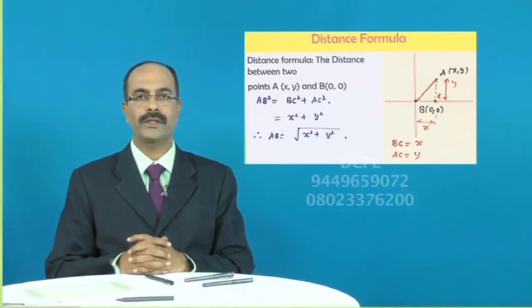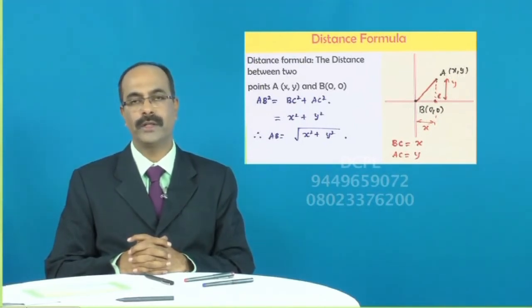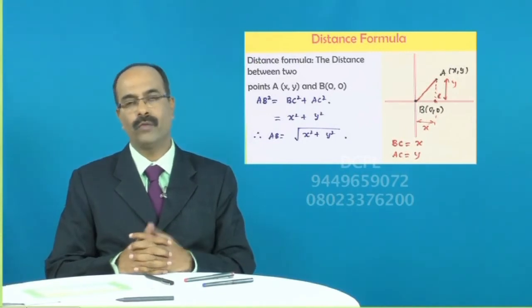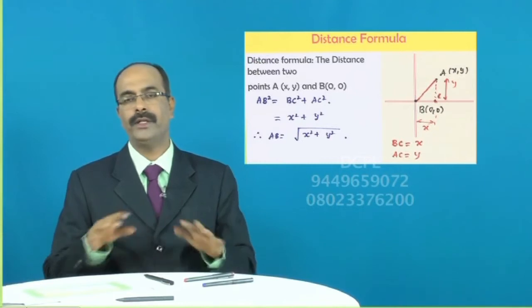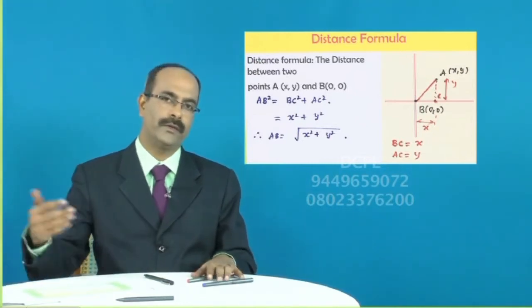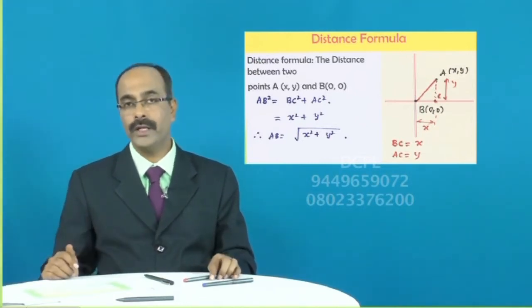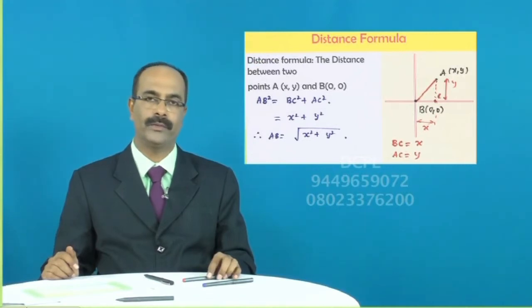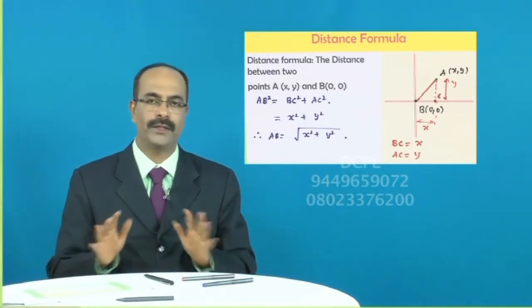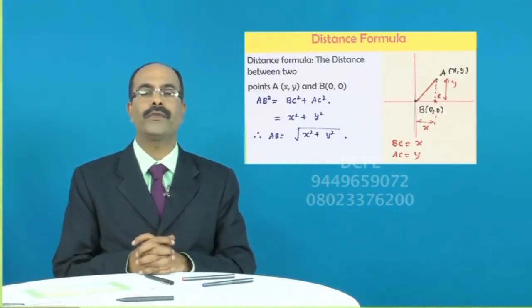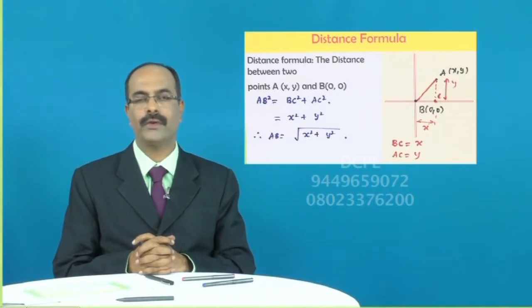Clearly, dear students, for the points A and B, one of these 2 points is on the origin. If a point is at the origin and another point is anywhere, then square and add the ordinate and abscissa of that point under the root. Ordinate means y coordinate, abscissa means x coordinate. So it's a very simple formula. Root of x square plus y square is the distance of any point from the origin.